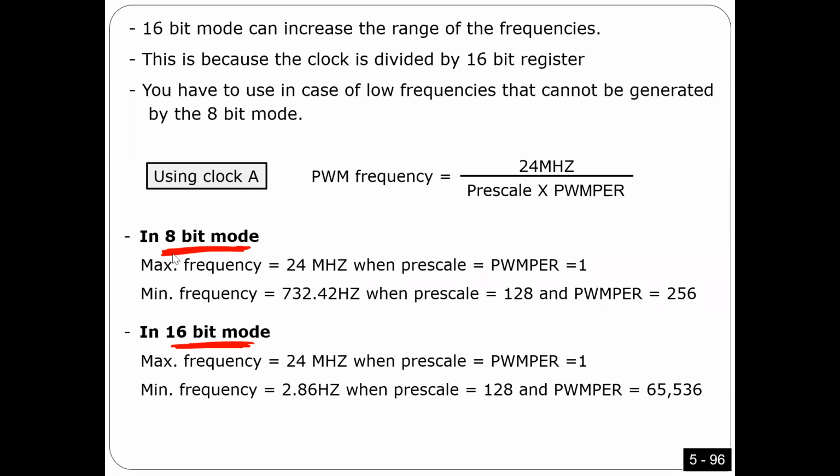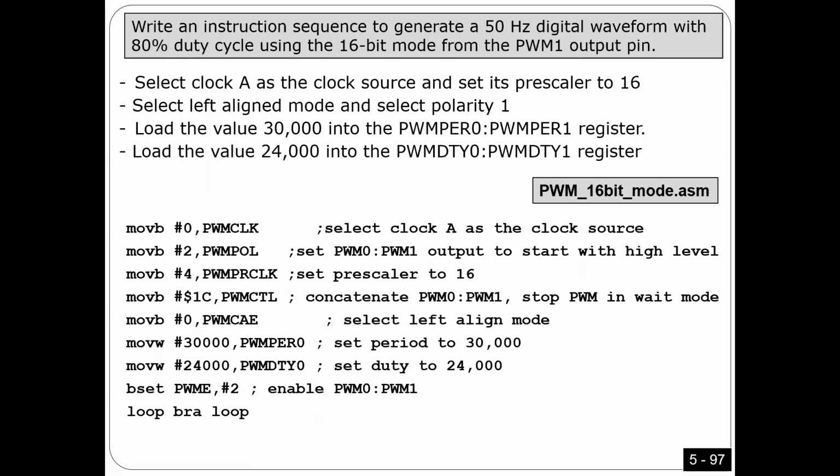So in case of 8-bit, if I use clock A, this was my range. The range was from 24 until 732. However, if I use 16-bit mode, I can lower it more. Look here, I can lower it from 700 to only 2 hertz. This is for clock A. For sure, if you use scale T, it's going to be lower more than that. Okay, guys? Any questions? Okay.